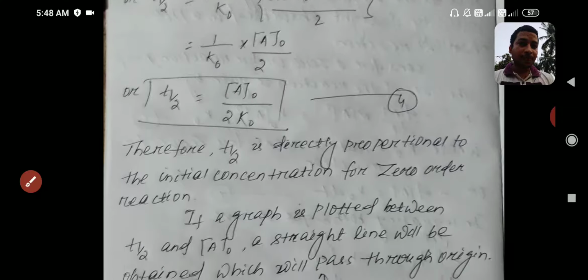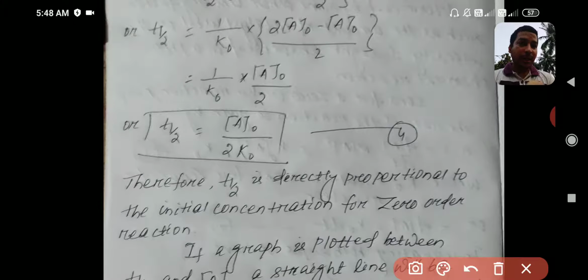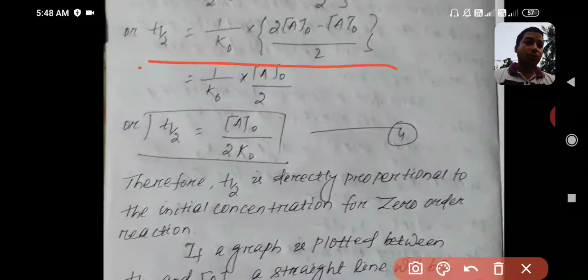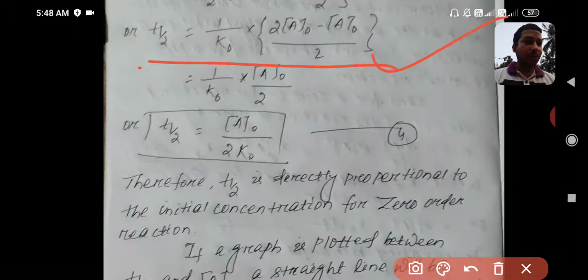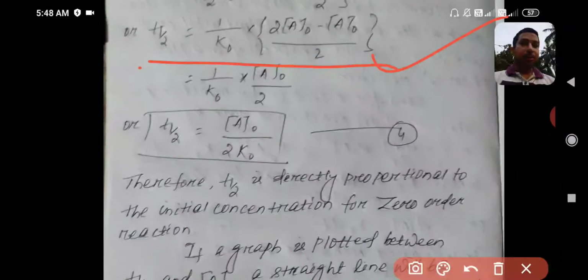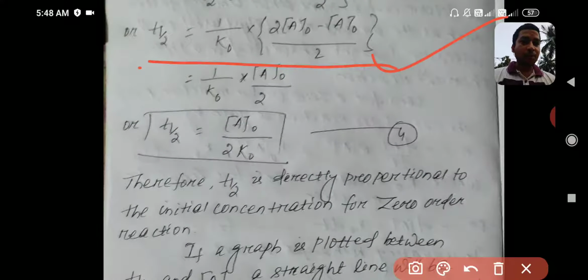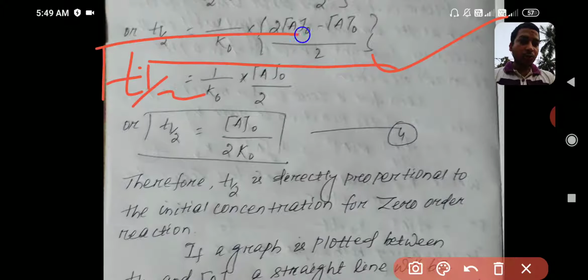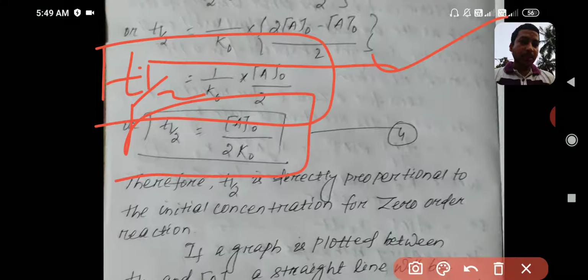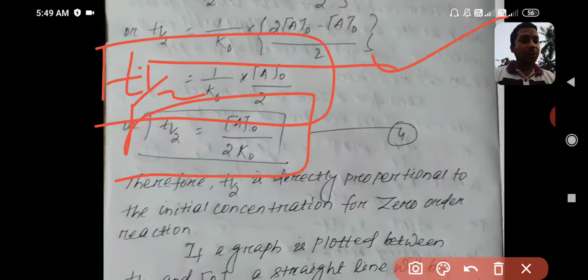And the final expression will be found to be t half is equal to k0 into 2a0 minus a0 by 2. Taking LCM, we have this expression. So t half is equal to 1 by k0 into a0 by 2. So this is the expression for half life period for zero order reaction.